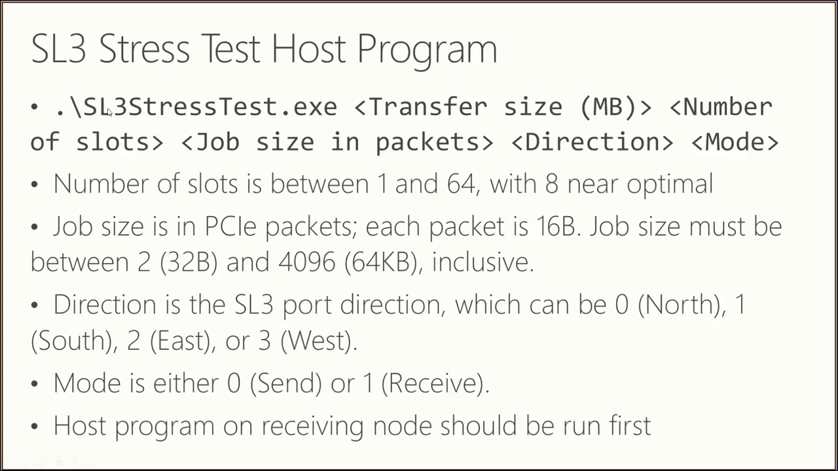To run it, you can simply type serialized 3 stress test.exe with the transfer size in megabytes, number of slots, job size in packets (note that here it is in packets), direction and mode. The number of slots is between 1 and 64, with 8 near optimal in practice. Job size is in PCIe packets, and each packet is 16 bytes. Job size must be between 2 and 4096, which is 64 kilobytes, inclusive.